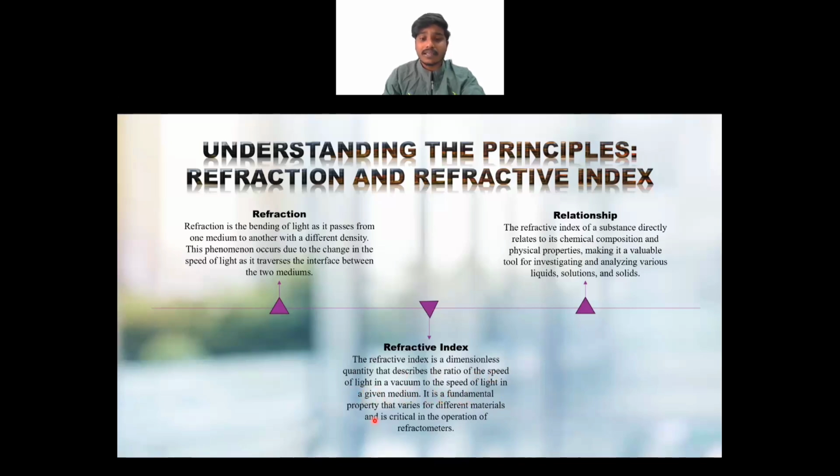It is a fundamental property that varies for different materials and is critical in the operation of refractometers. Relationship. The refractive index of a substance directly relates to its chemical composition and physical properties, making it a valuable tool for investigating and analyzing various liquids, solutions, and solids.